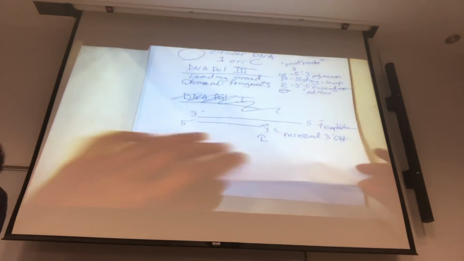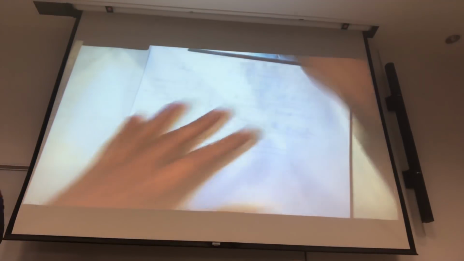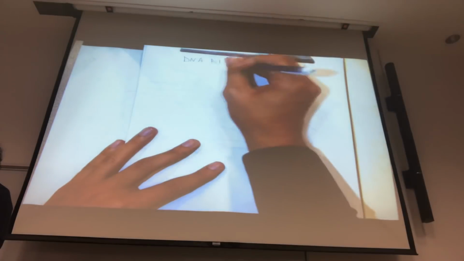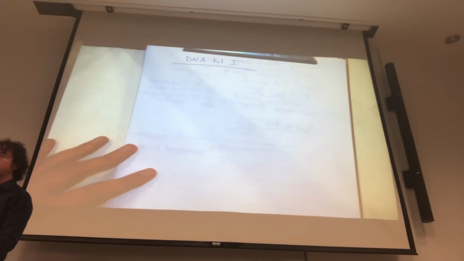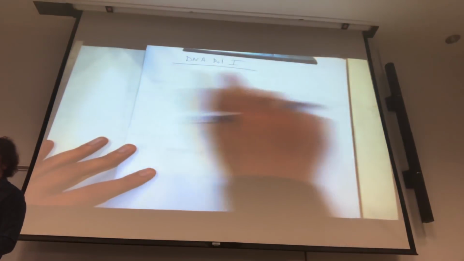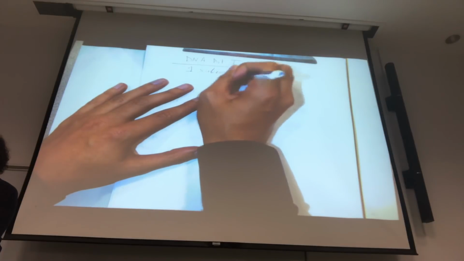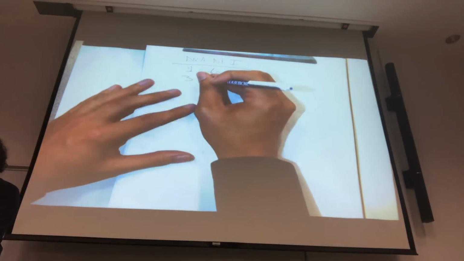You can contrast this with DNA polymerase I, which is one subunit. That's very important. DNA polymerase III has multiple subunits. We only care about 3 of them. DNA polymerase I is just one subunit with 3 functions or 3 domains.